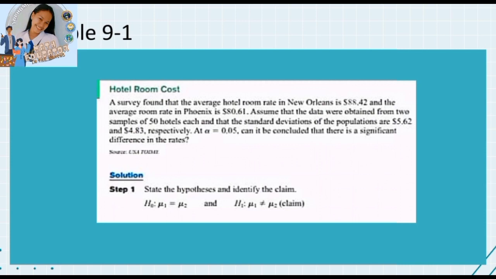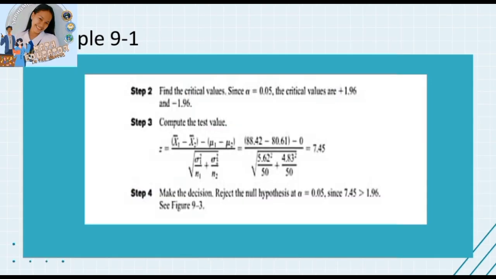Following the steps for hypothesis testing using the traditional method, our step 1 is to state the hypotheses and identify the claim. Our null hypothesis for this problem is mu sub 1 equals mu sub 2, and our alternative hypothesis is mu sub 1 not equal to mu sub 2. Next, we're going to find the critical values. Since our significance level is 0.05 and this is a two-tailed test, our critical values will be positive 1.96 and negative 1.96.